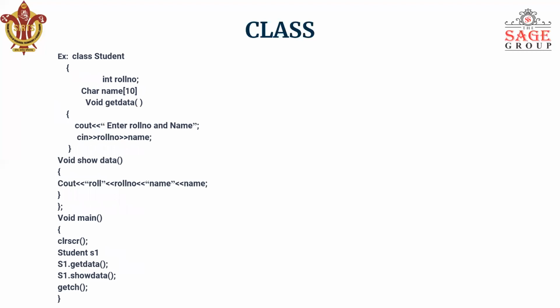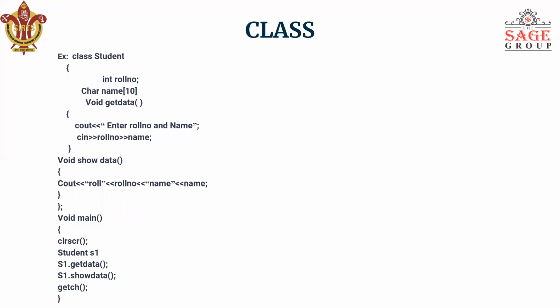Now, here we simply write a C++ program in which we create a class named Student. Basically, Student is the name of a class. Inside that class, we declare two variables. First one is int roll and second is char name. The name basically has a size of 10 bytes, so it will contain a maximum of 10 values. We can say that 10 characters.